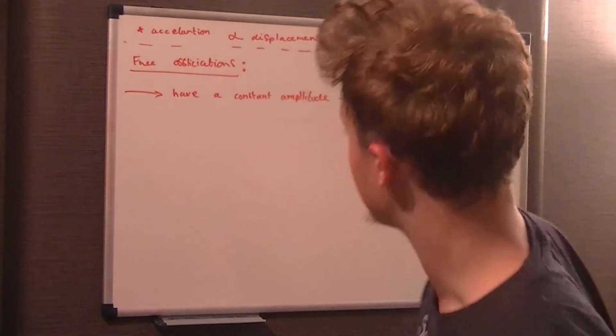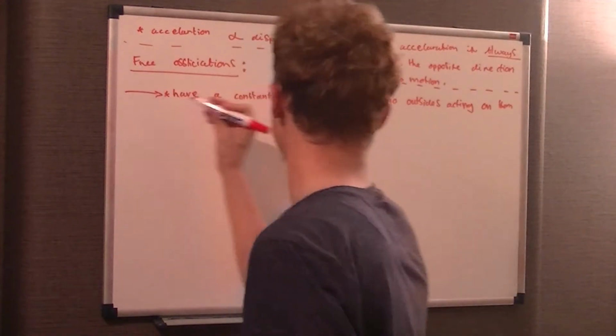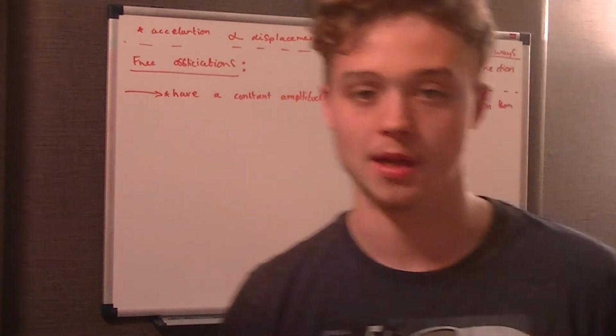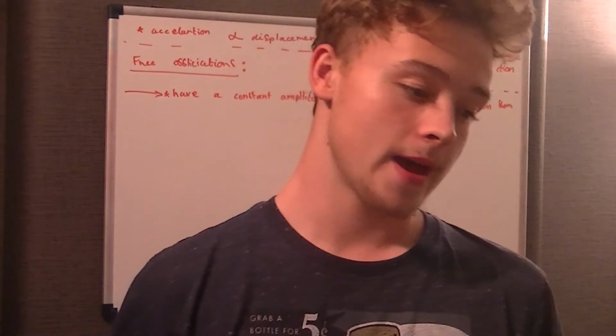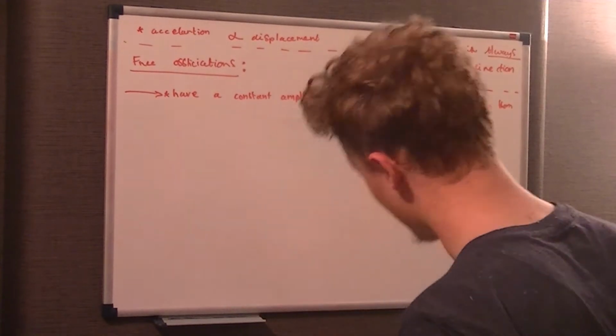So there are two things. They have a constant amplitude and have no outside forces acting on them. What we mean by outside forces is, if the pendulum is swinging, I don't just put my hand across and swing that ball left and right.